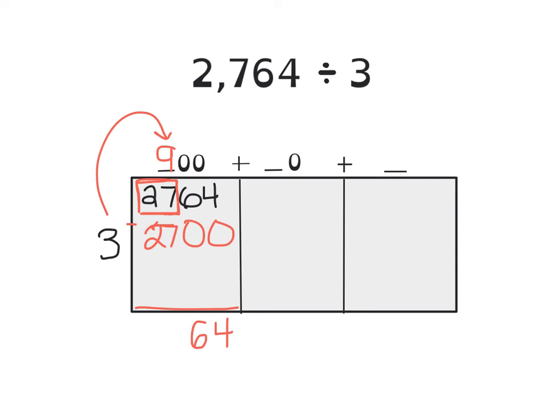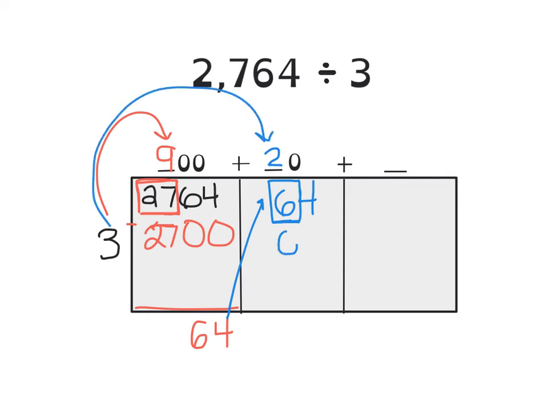Now that I've completed my hundreds box, I'm going to pull my 64 up to my tens box. And then I'm just going to look at the tens place value. I don't have anything in the hundreds spot, so I'm just going to look at my 6. 3 goes into 6 2 times. 3 times 2 is 6. So I'm going to distribute that 3 out and multiply. Don't forget your 0 because I'm in the tens box.